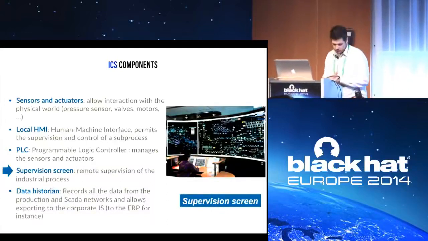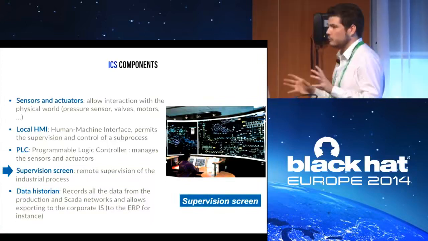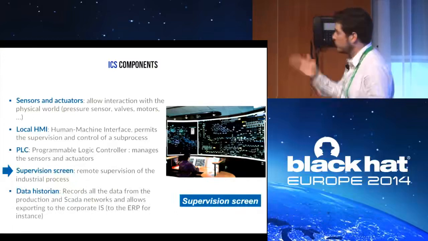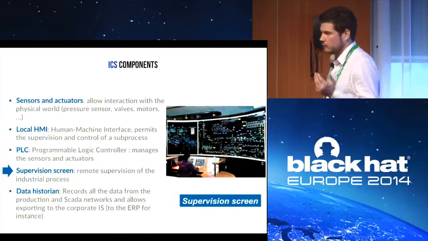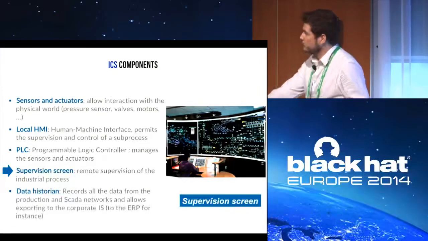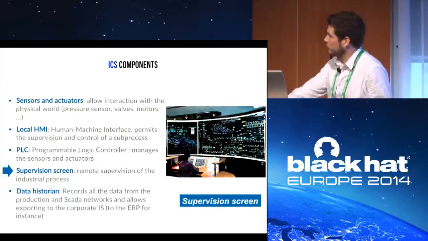Supervision screen. As I just told you, most of the supervision in the plants or factories is done from a big room where you have those big screens with green or red lights, depending on how the process goes. That allows people to have a high-level overview of how the plant or the factory is going.